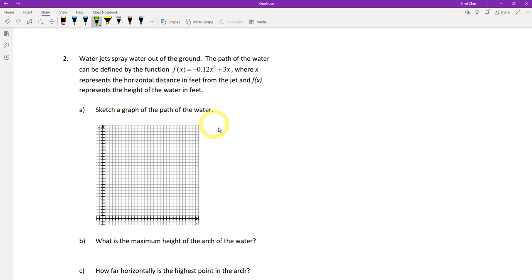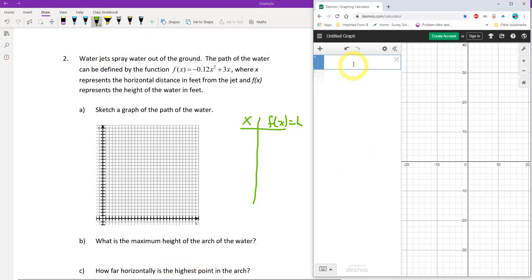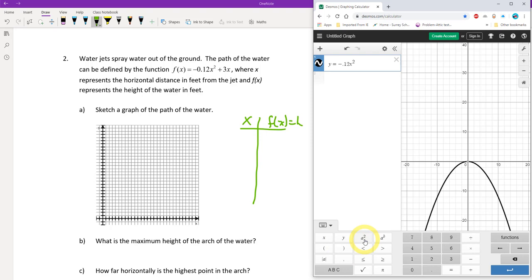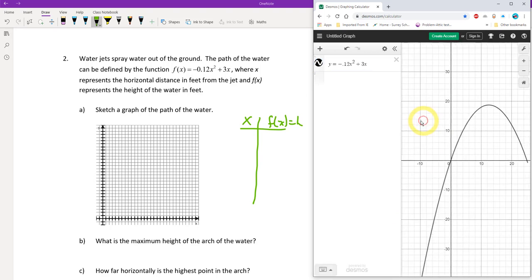Now, of course, one of the ways we can do it is we could do a little t-table where we go x, that's the distance away from the jet, and f of x, which is just the height. Okay? But what we're going to do is save a little time, and I'm going to jump on decimals. So here we go. We can go y, right? Instead of f of x, we can go y equals negative 0.12 x squared plus 3x.